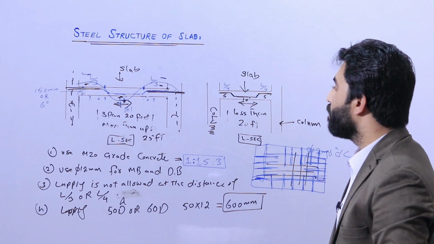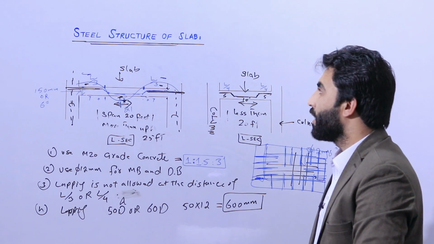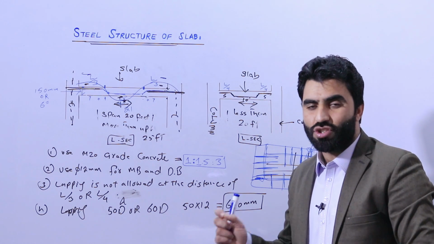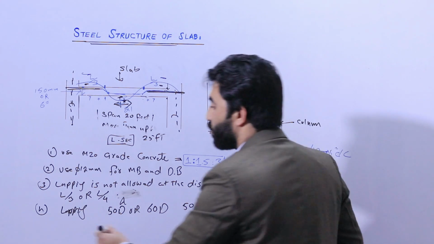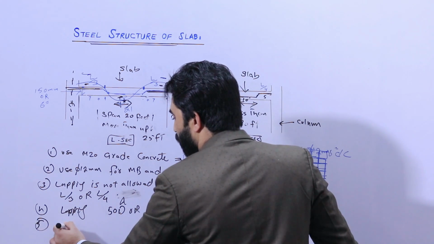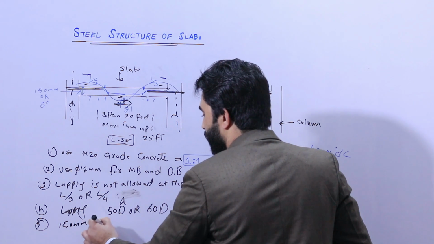So guys, these are some important information related to RCC slab steel structure design, and the thickness of the slab should not be less than 150 millimeter.